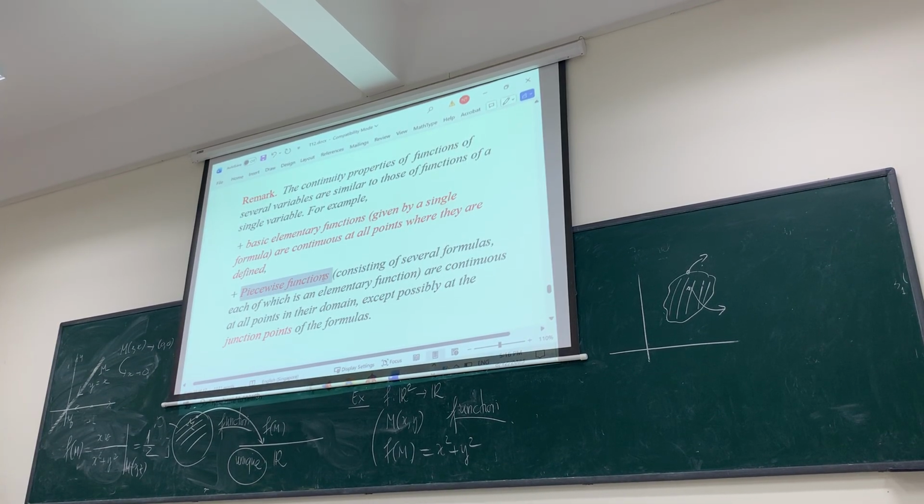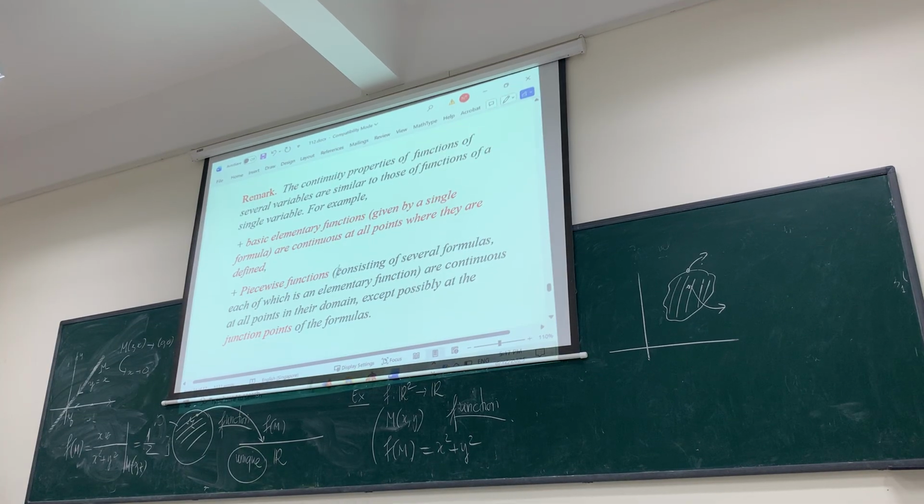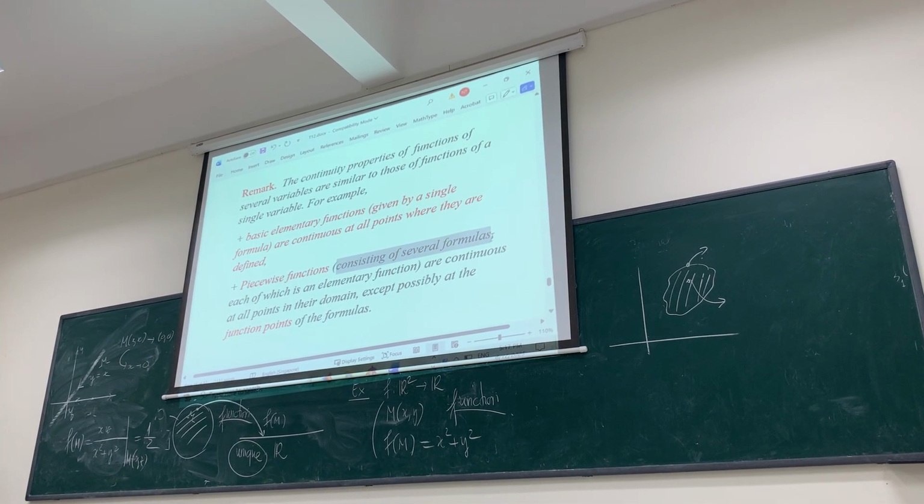The second is the piecewise function. Okay, it is a function that consists of several formulas.